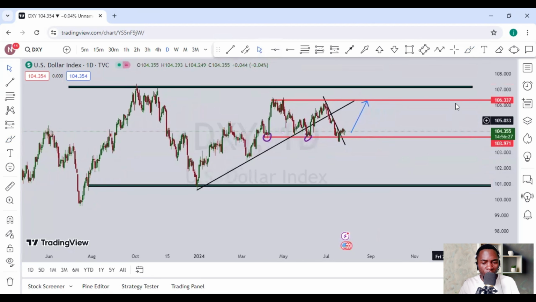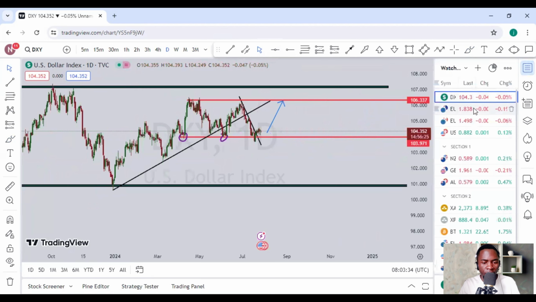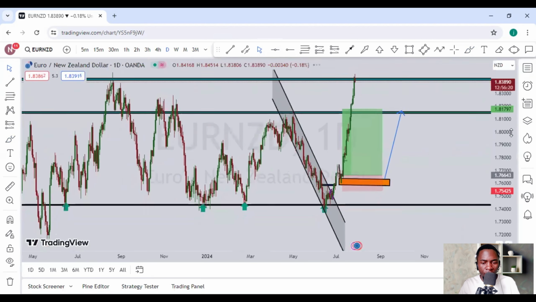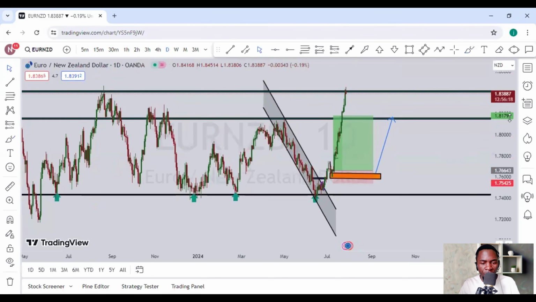So now we have the direction. Now let's go back and start our analysis. The first pair that I'm going to begin with is Euro NZD.